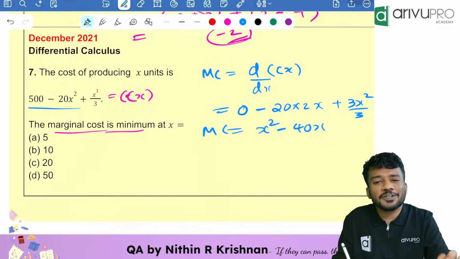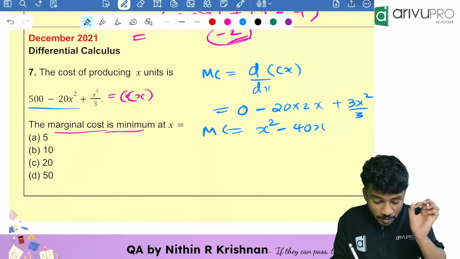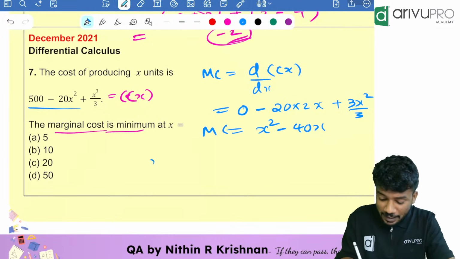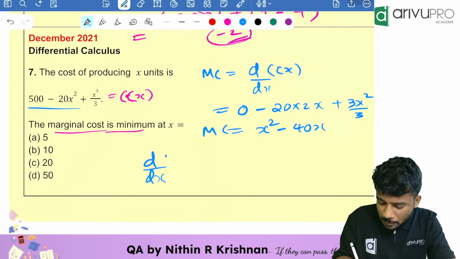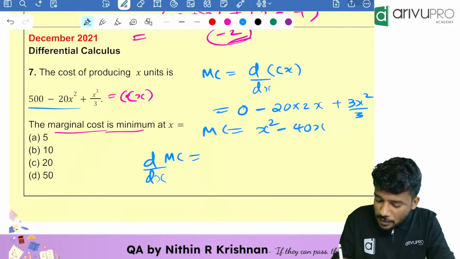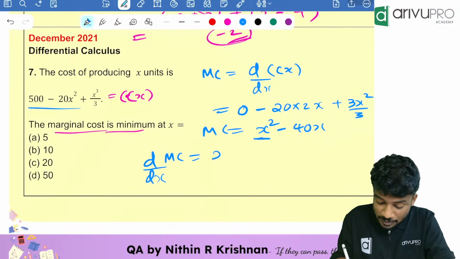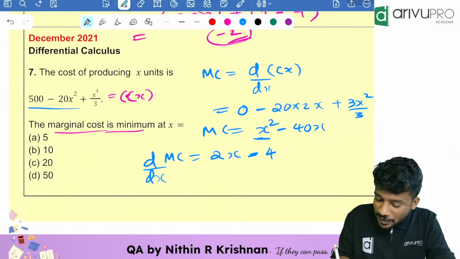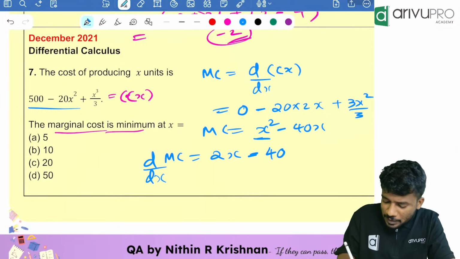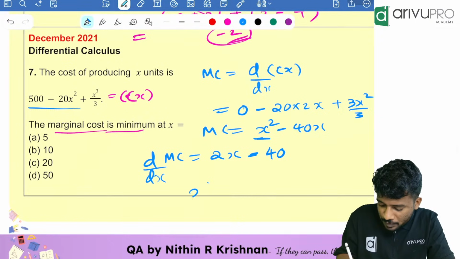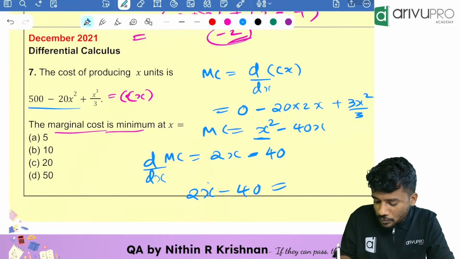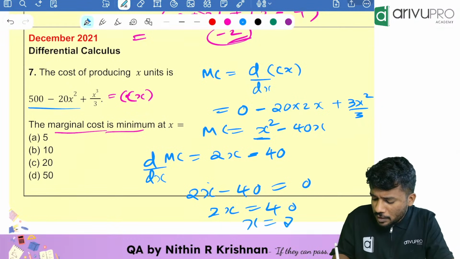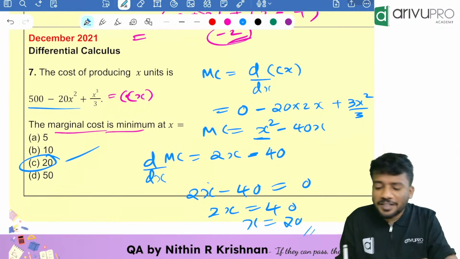That is the marginal cost. Now we need to find when the marginal cost is minimum. In order to find the minimum, what is the formula? The first step is to take the derivative of the marginal cost. The derivative of x square is 2x, then minus 40x, whose derivative is 40. Now people, you need to equate it to 0. That means 2x minus 40 is equal to 0, 2x is equal to 40, x is equal to 20. Option C is your answer.